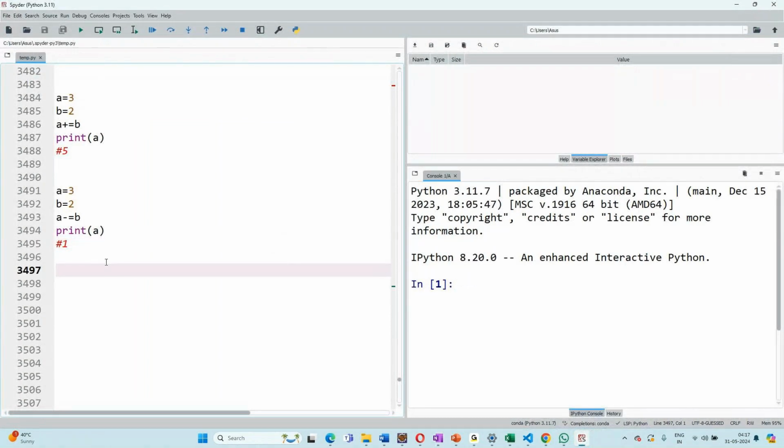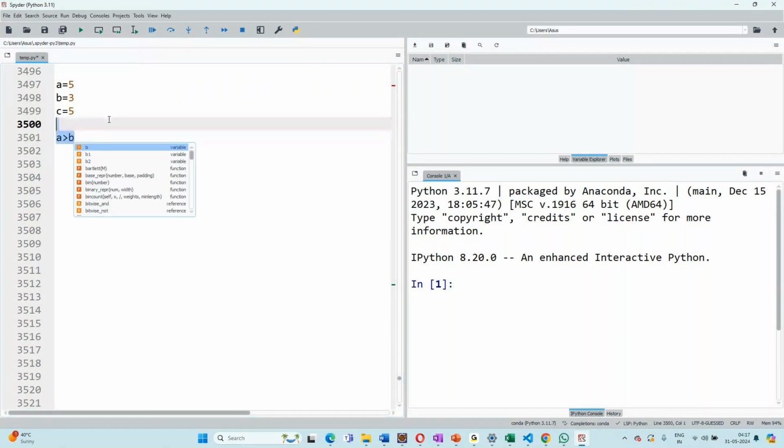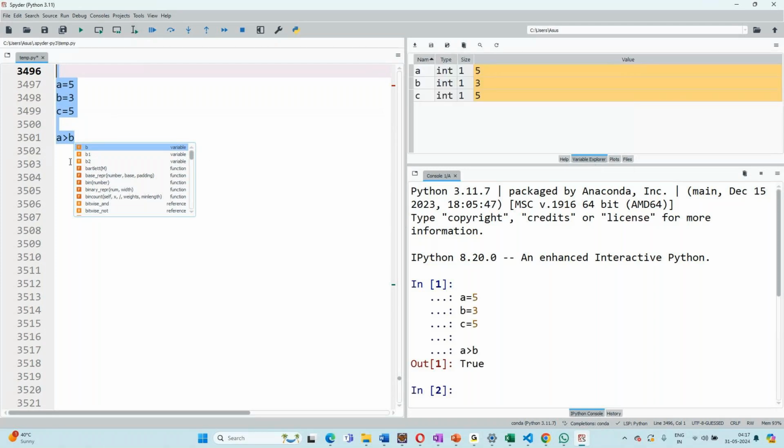Let's say I have a is equal to 5, b is equal to 3, c is equal to 5. I am saying a greater than b. So a greater than b is going to be true.